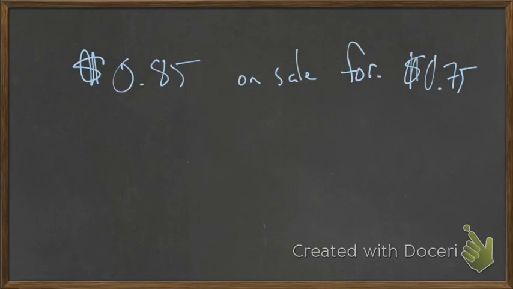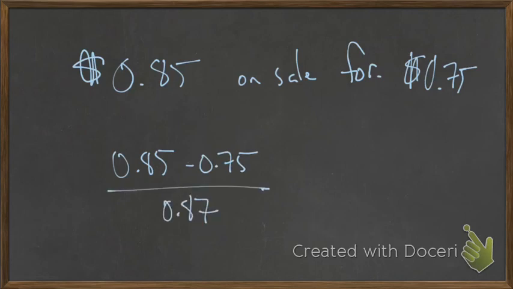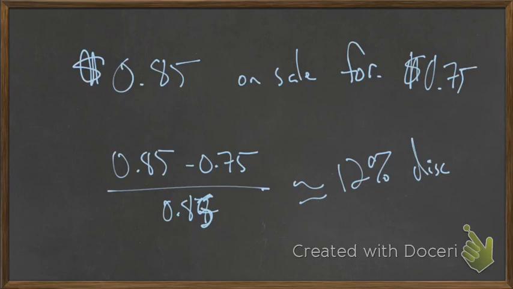But check this out. The amount of change divided by the original. It's a lot. That's like a 12% discount. That's a pretty good discount. 12%, right? Or even something like 80 cents, but now it's 50 cents. That's big. 30 cents doesn't seem like that much, but in terms of percentage, right?